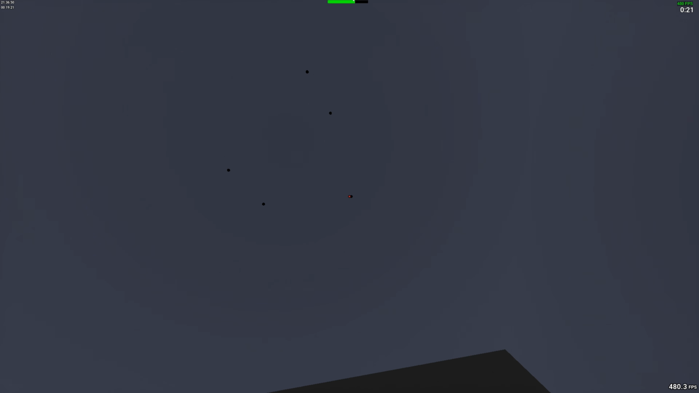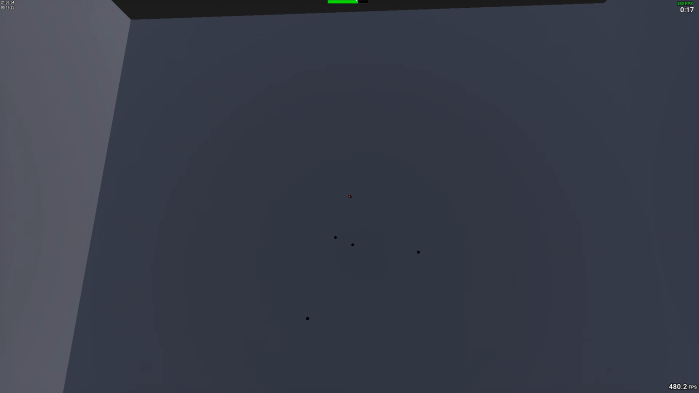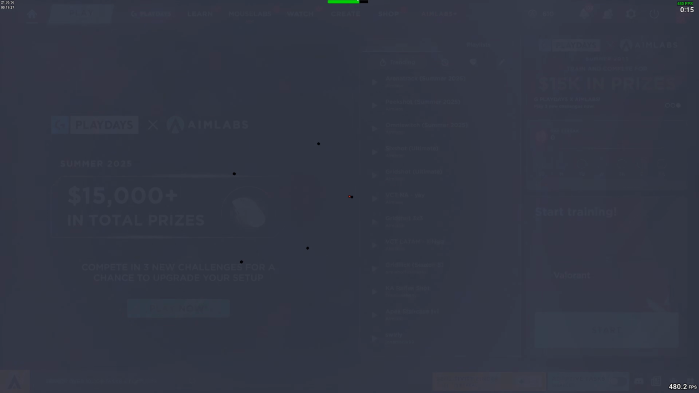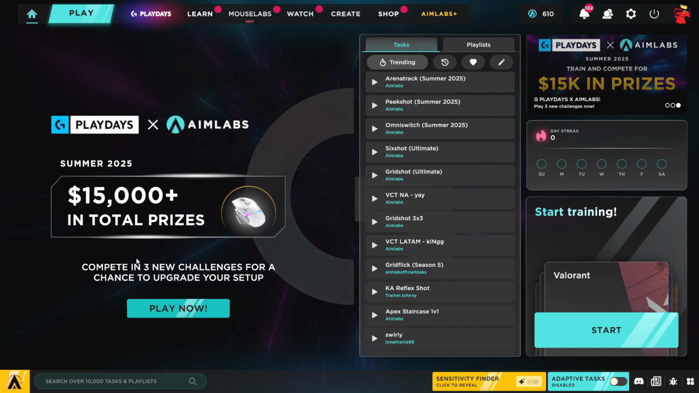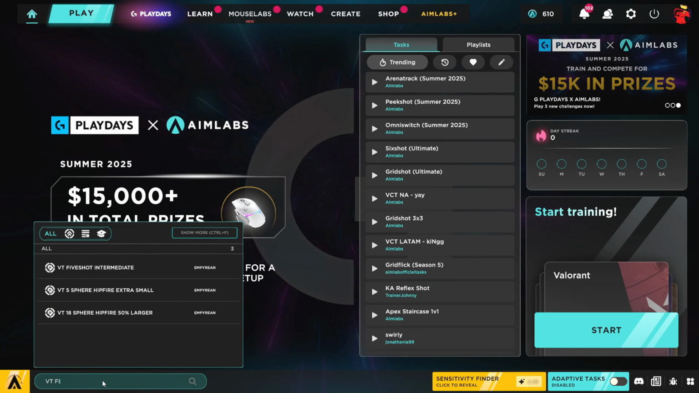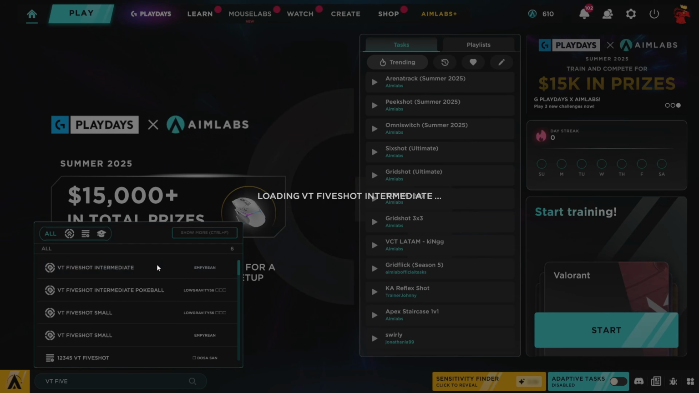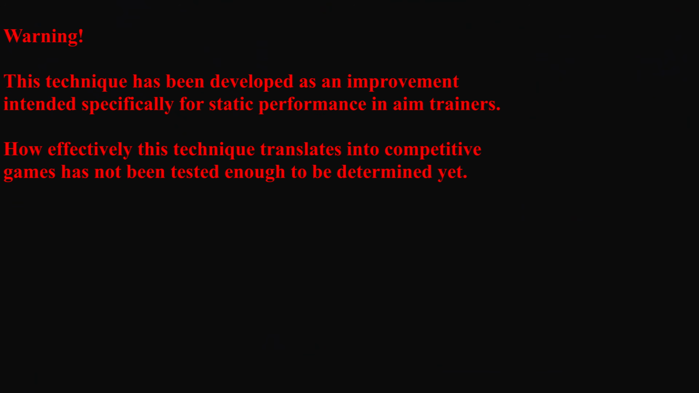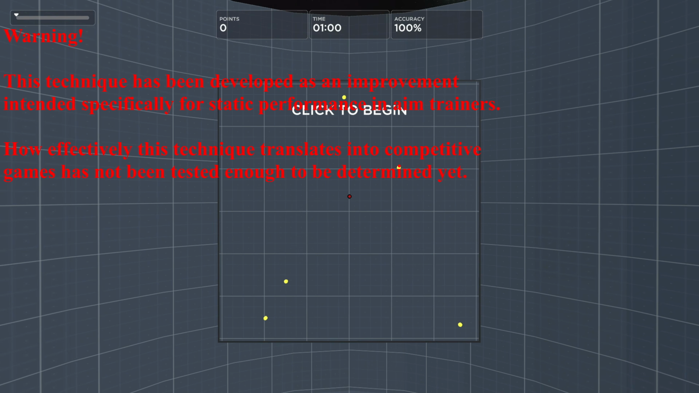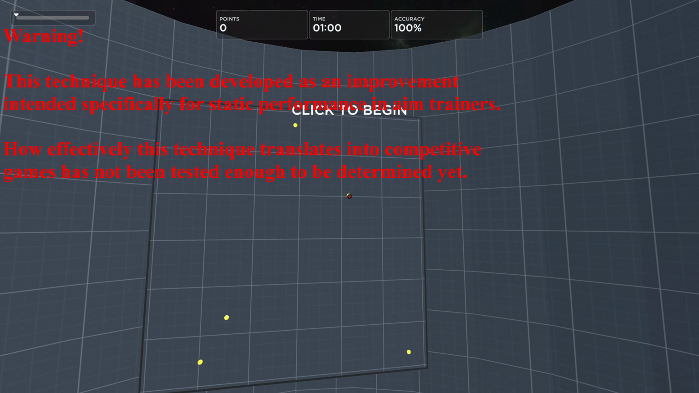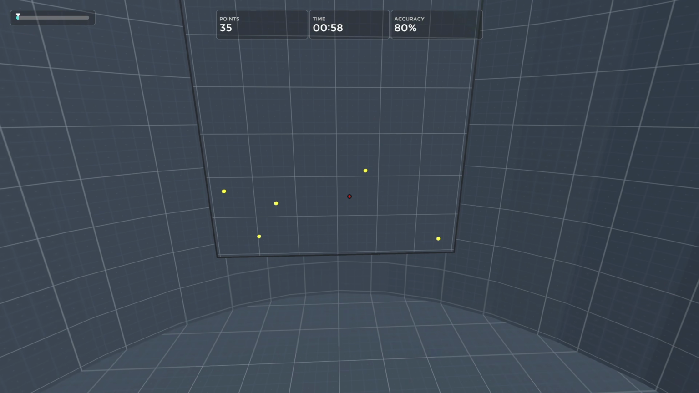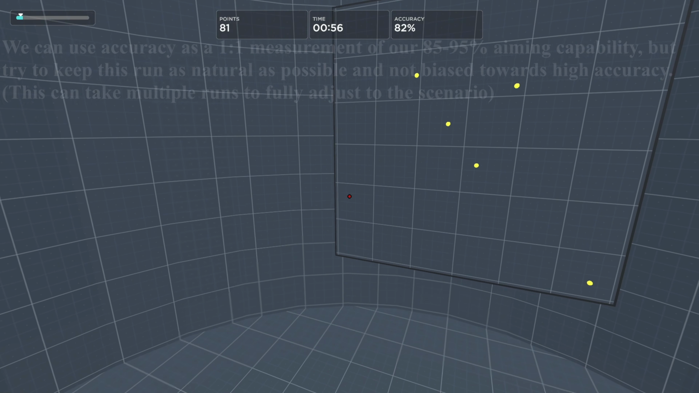Alright, so that's all the theory behind the concept of underflicking. Let's finally learn how to actually underflick. What we want to do is open up AimLabs and hop into VT 5-shot intermediate and complete a full run of this scenario. Our main goal here is to get a fair representation of our current skills, so play through the scenario with how we would naturally aim and try to finish a run that we would consider to be 85 to 95% of what we are capable of.